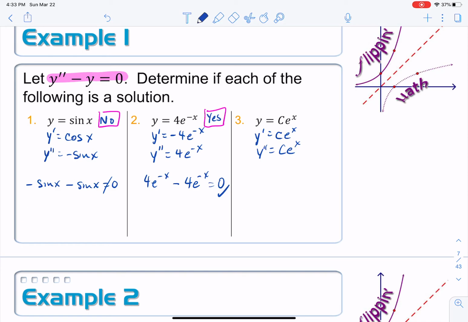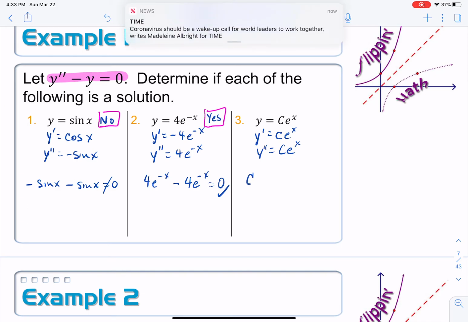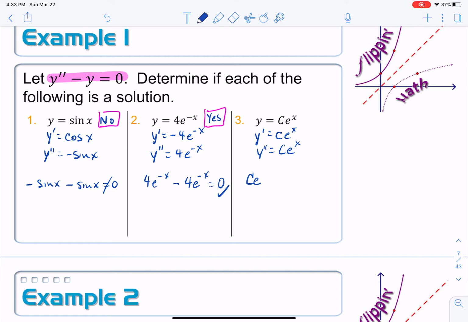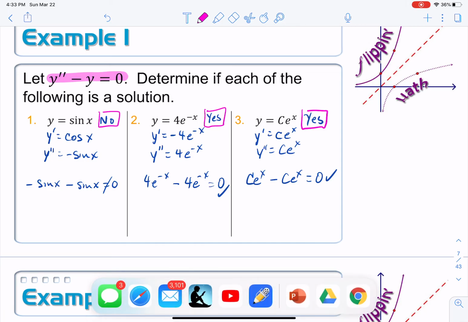There we go. And then plugging these into the differential equation, c e^x minus c e^x is definitely equal to 0. That checks out. Wonderful. So yes, this one is also a solution. So a differential equation can have lots and lots of different solutions. And our first objective is going to be how we can visualize what those solutions could possibly look like.